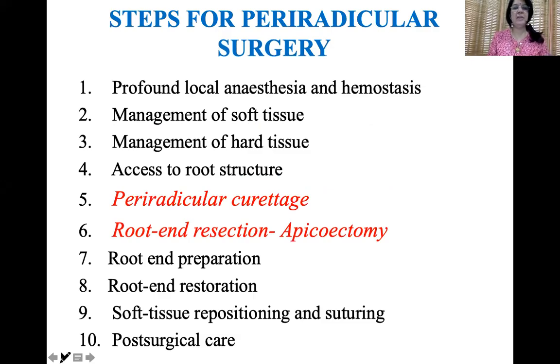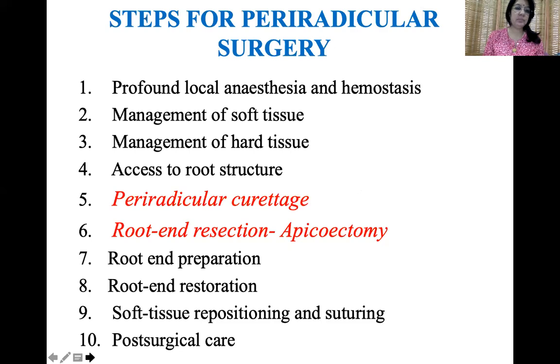Coming to any surgical part, there are many parts which are in common with oral surgery. So I will be just going very shortly with it, and any periradicular surgery, as you know, will follow these steps. That is, it will have local anesthesia, then management of the soft tissue, management of hard tissue, access to the root structure, because our ultimate aim is to reach the root. Then after you reach the root, there is periradicular curettage, there is root end resection, which is actually apicoectomy, then root end preparation, root end restorations, and soft tissue repositioning again, and then the post-surgical care.